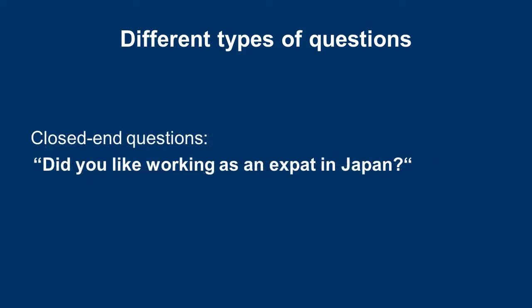In contrast, with closed-ended questions, you don't expect an elaborate answer, you expect yes, no, very much, not much at all, and so forth. An example could be, did you like working as an expat in Japan? 1, like very much. 5, did not like at all. So you have a scale from 1 to 5, a closed-ended question.